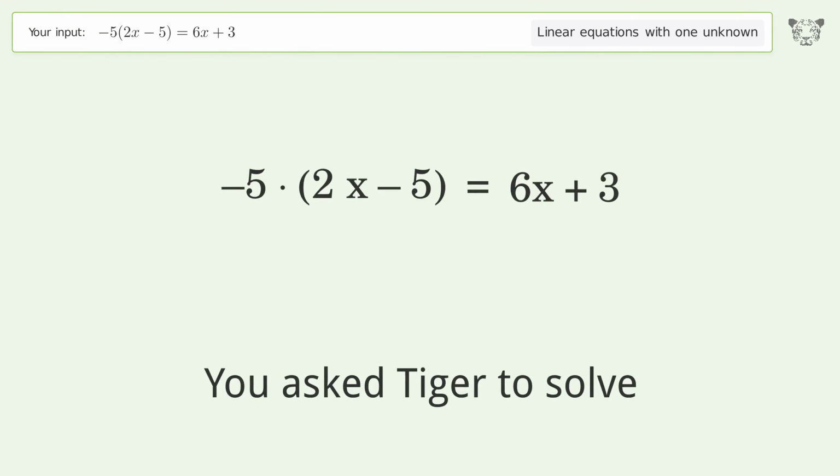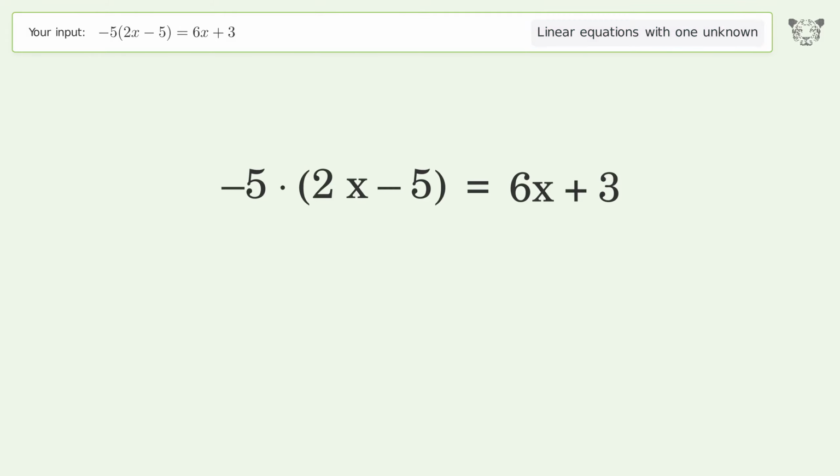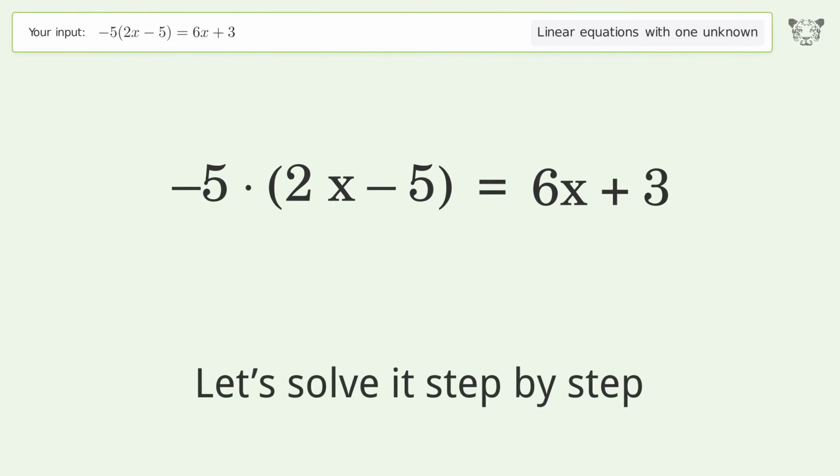You ask Tiger to solve. This deals with linear equations with one unknown. The final result is x equals 11 over 8. Let's solve it step by step.